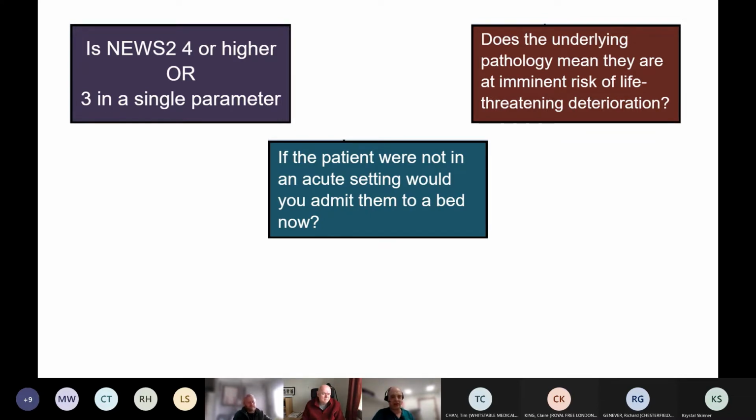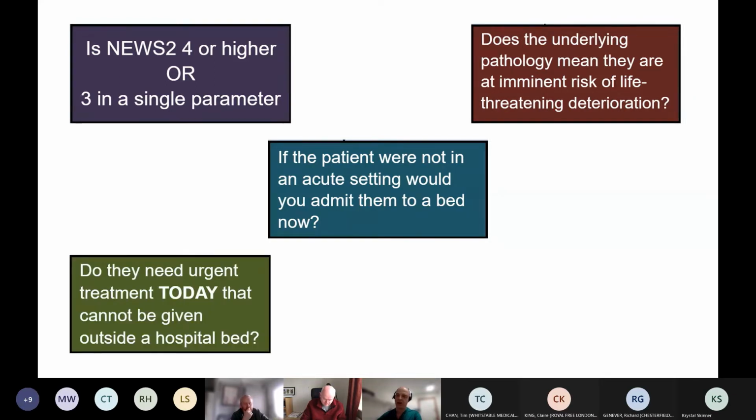If they were not in an acute setting now, would you admit them to a bed? So somebody who came with painless jaundice, for example, which is a potential sign of pancreatic cancer or GI cancer. Actually, if they were seen by a GP, they may go, do you know what, I'm going to do a 2-week wait referral for this. Or someone in an outpatient clinic seeing a gastroenterologist wouldn't go, I'm going to admit you because you've got painless jaundice. We go, you need an urgent CT and an urgent workup, but not necessarily into a bed. So that sense check is, would I admit into an acute setting to a bed if I was not in the ED right now?